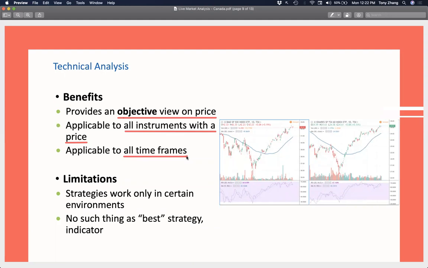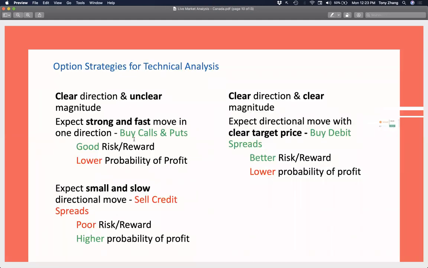You can't really do that with fundamental analysis. You certainly can't day trade. You certainly can't trade short term off of fundamental analysis. So those are the reasons why I really prefer using technical analysis, and we talked about them in the context of 3 different strategies: buying calls and puts, selling credit spreads, and buying debit spreads.